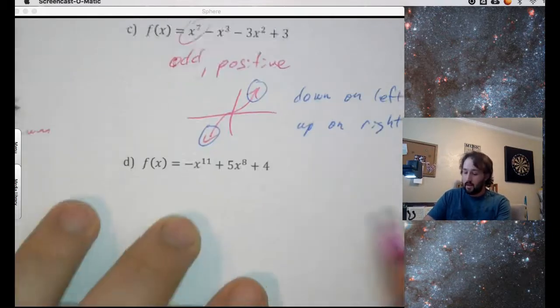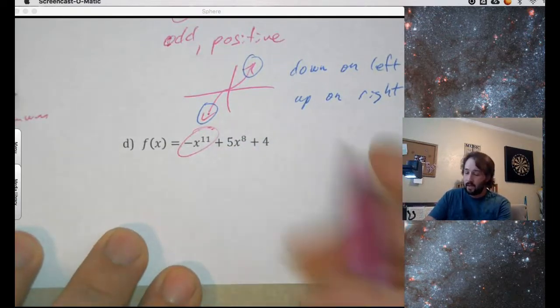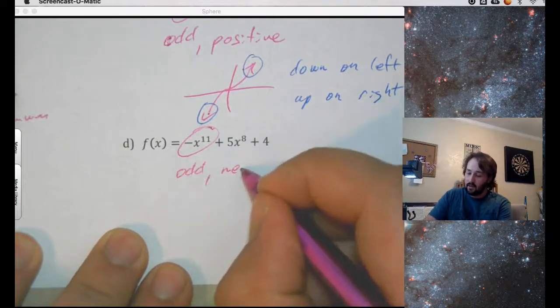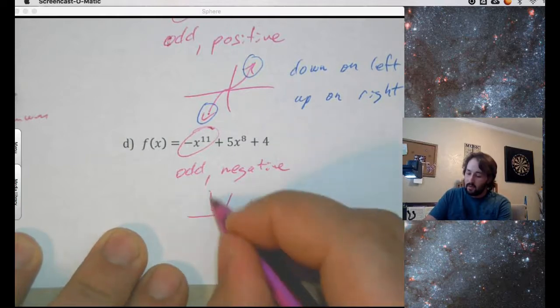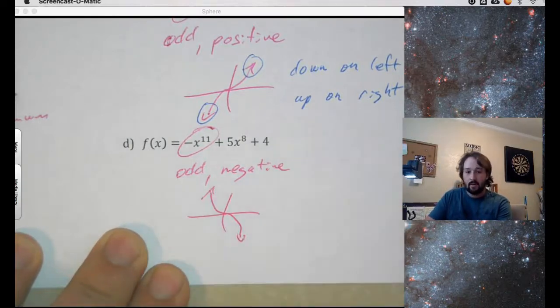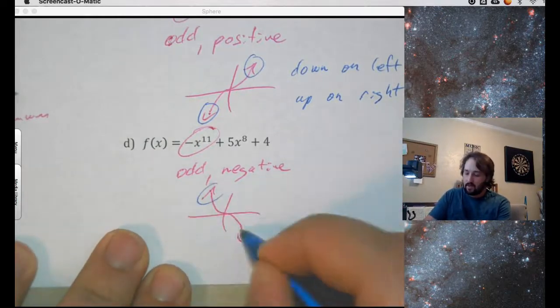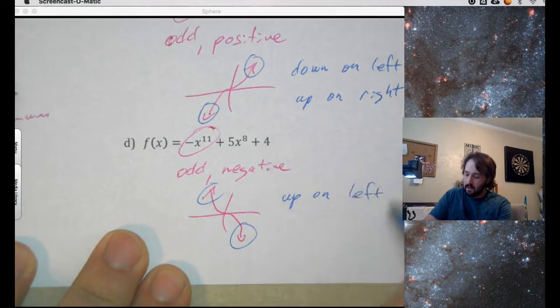All right. Here, highest exponent, that's all I care about, so I only care about this term. It is an odd number exponent. It is a negative leading coefficient. So that means I'm going to be looking something like that, a cubic, but it's negative. So it'll be up on the left, down on the right. So up on left and down on right.